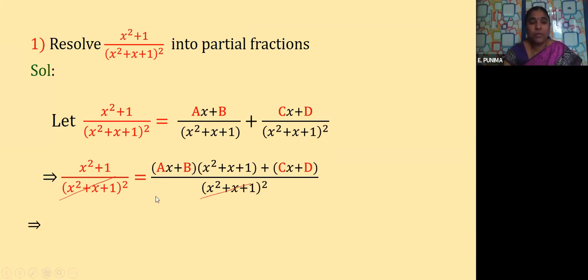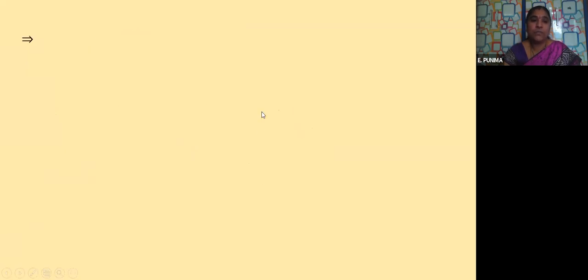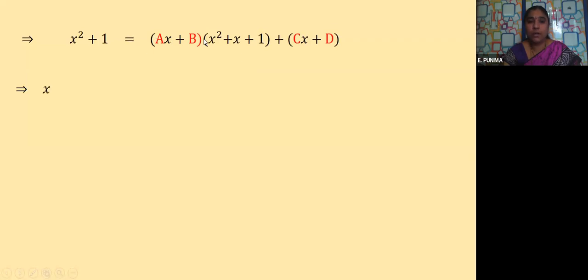Now what is left after cancelling the denominators on both sides? The numerators are left. X square plus 1 is equal to ax plus b into x square plus x plus 1, plus cx plus d. So this is the equation that is left, similar to the previous sums you have done in the last sessions. This is our equation, children, that you got in the last slide. So x square plus 1 is equal to, let us expand it.